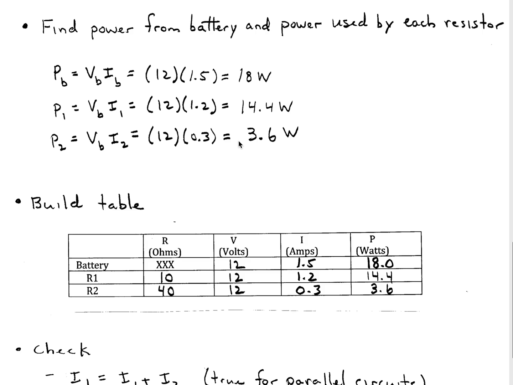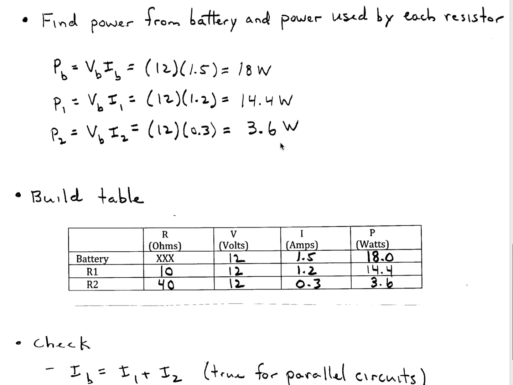The next step is to calculate the power delivered from the battery and used by each of the resistors. Power is V times I. The power from the battery is the voltage on the battery times the current from the battery, in this case 18 watts. The power used by each resistor is the voltage on the resistor times the current through each resistor, which we previously worked out. Here I show the two powers used by the two resistors.